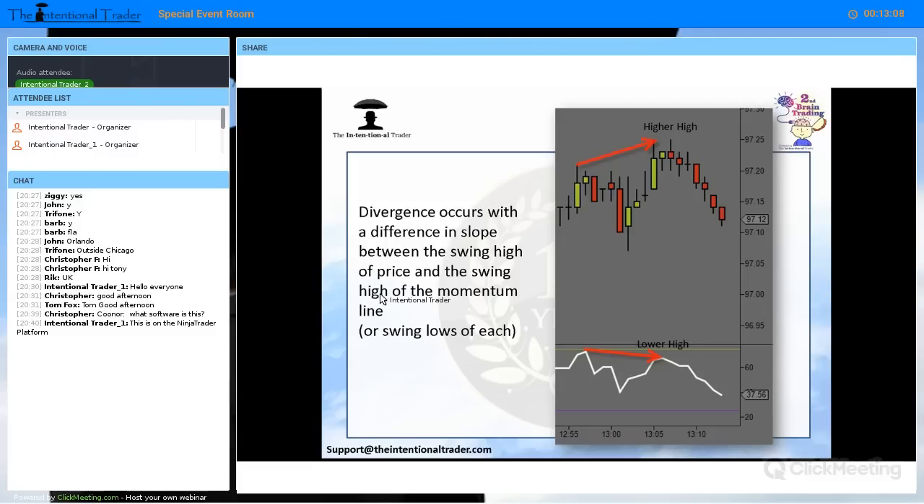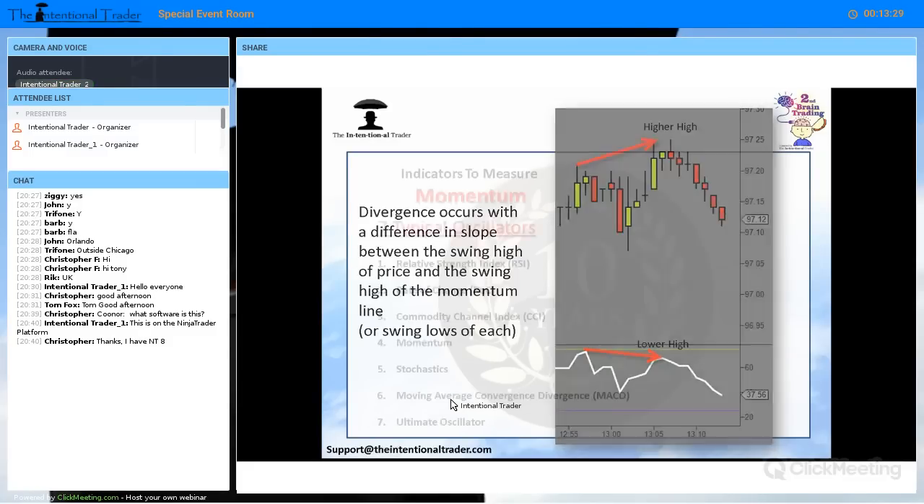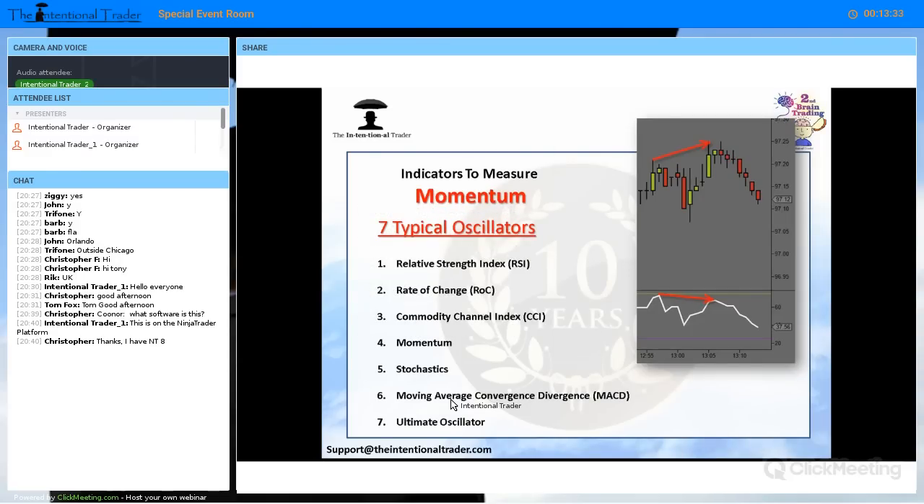Okay, so divergence occurs when we have a different slope between the swing high of price and the swing high of the momentum line, or swing lows. Okay, so you see that this is a higher high, this is a lower high. That is divergence. And why is that important? Well, first of all, here's 7 of some of the most typical momentum oscillators. We have an indicator called the Super D. Not talking about it a lot today, but we have one indicator that has all of these inside of it. Okay, and I will show you a little bit about that later on.